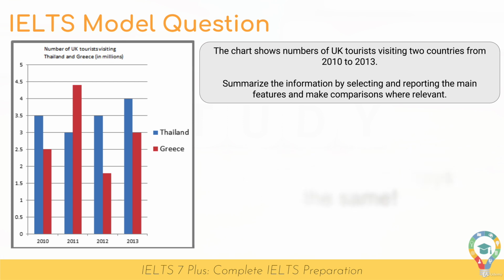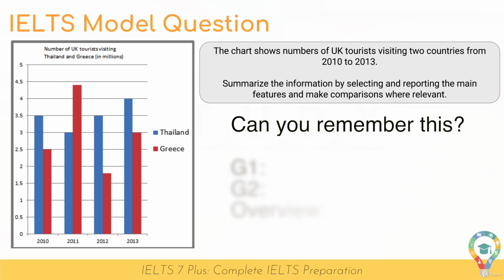We've seen our bar chart and we have our question. Now the first thing that I and you should do is to make a short plan. The very same plan I showed you a few lessons ago. Here is our plan structure, which is Group 1, Group 2 and Overview.